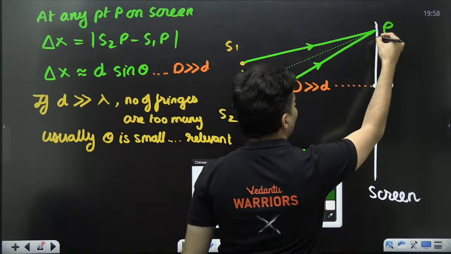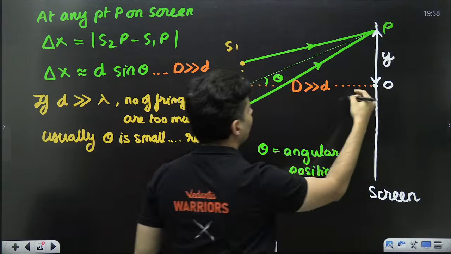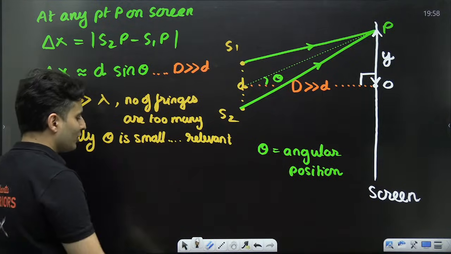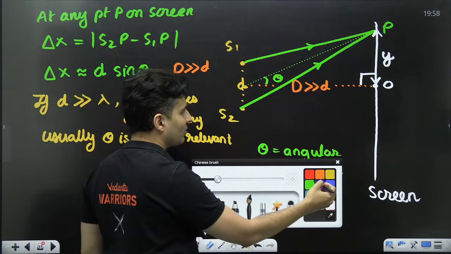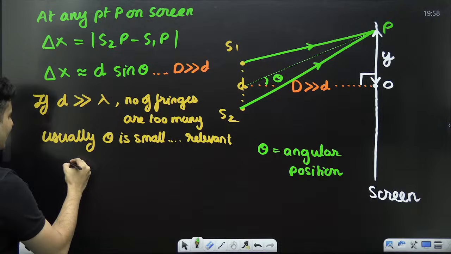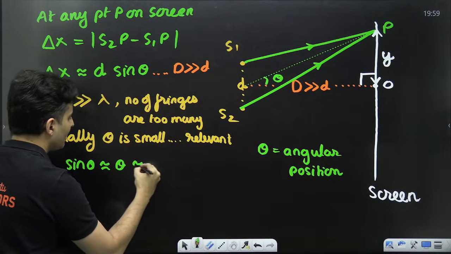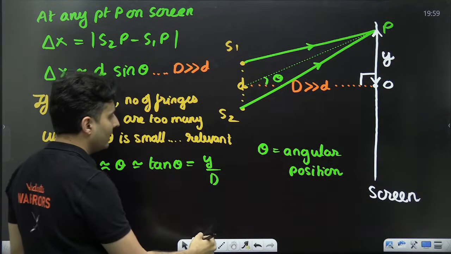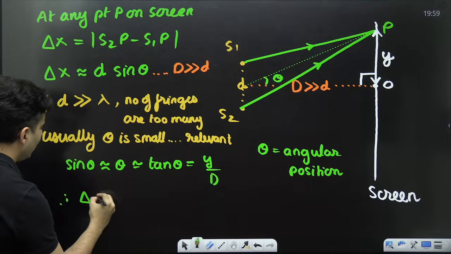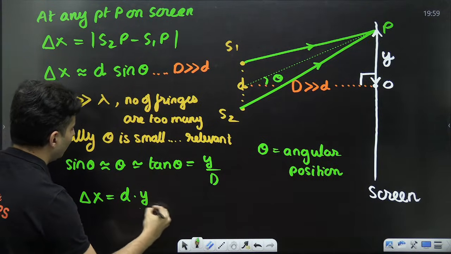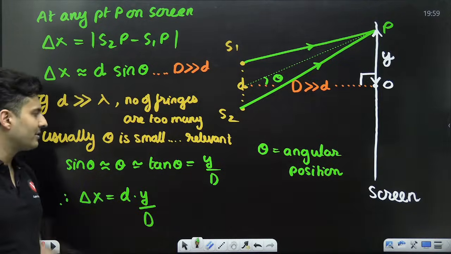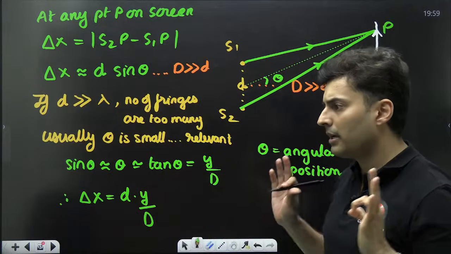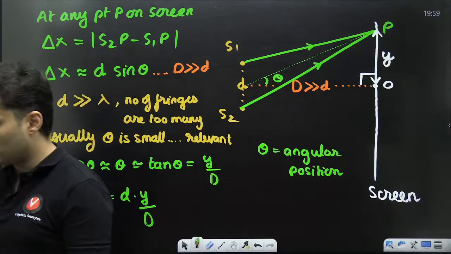And if by chance I mark this as your y coordinate, the base of the triangle is capital D, and this is a right angled triangle over here. So can't you see, my dear warriors? What happens next? You will see that sine theta approximately equals theta, which is approximately tan theta. But tan theta is opposite side by adjacent side, which is y by D. So therefore, you will see delta x in many cases will be yd by capital D. That's only when theta is small. So these approximations, when they are valid, you should know. Is that really understood, my dear students?